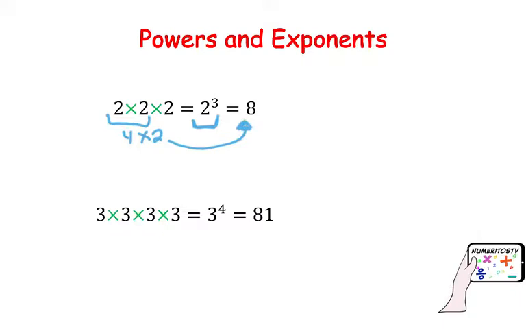Suppose that you have 3 times 3 times 3 times 3. You are multiplying 3 4 times, so an equivalent expression will be 3 to the power of 4. So 3 to the power of 4 will be 3 times 3 is 9, 3 times 3 is 9, and then you multiply 9 times 9 equals 81.